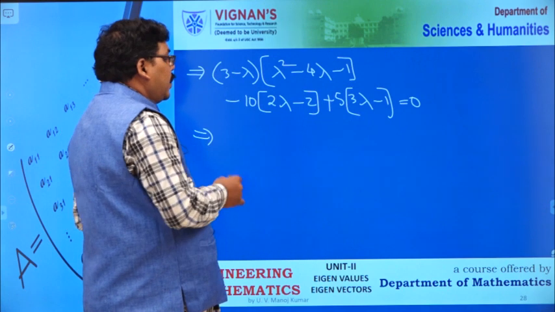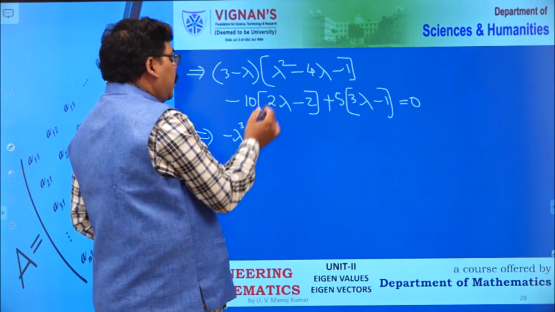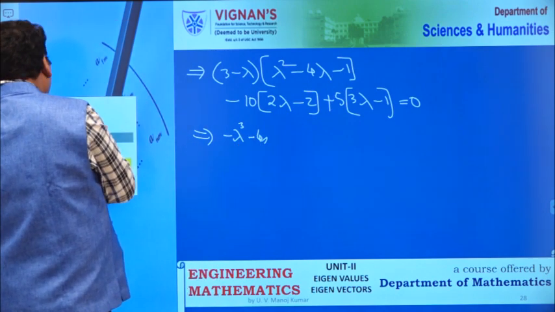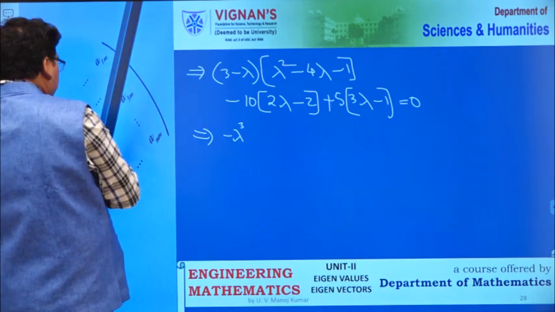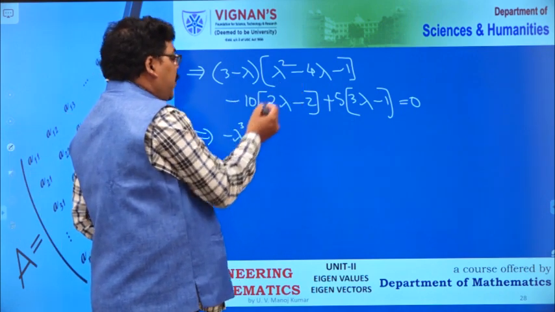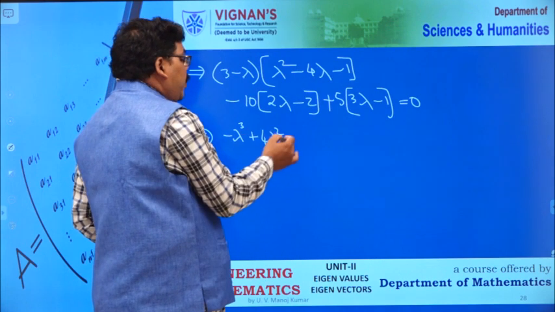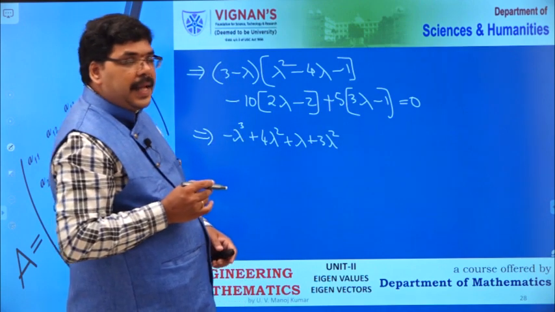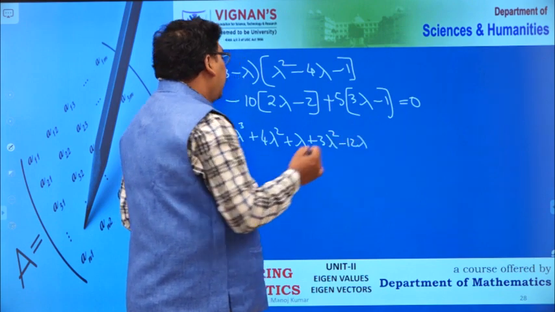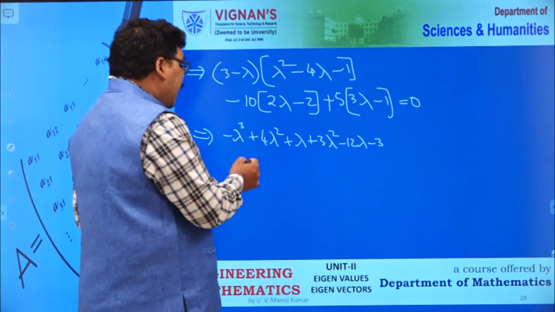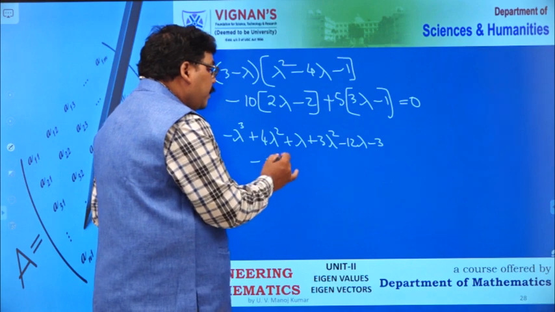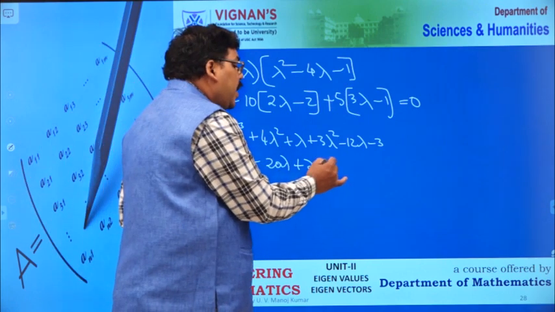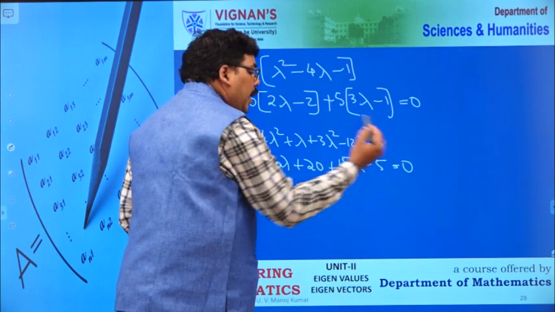So further simplify this. Lambda square into minus lambda cube, minus lambda, minus 4 lambda plus 4 lambda square, multiply with 3, 3 lambda square, minus 4 into 3 lambda, minus 12 lambda, minus 3, minus 10 into 2 lambda, 20 lambda, minus 2 into minus 10 plus 20, 5 into 3 lambda, 15 lambda, minus 5 equals 0.